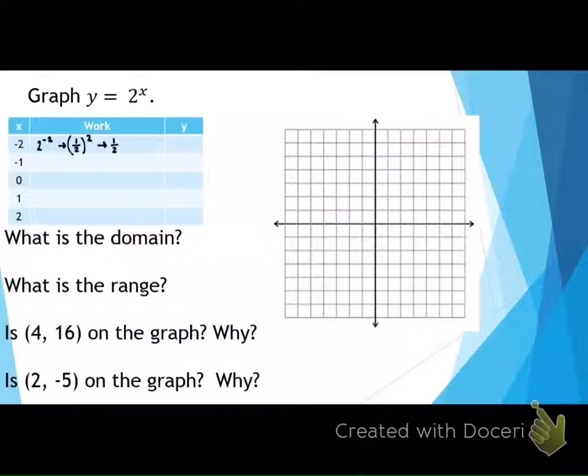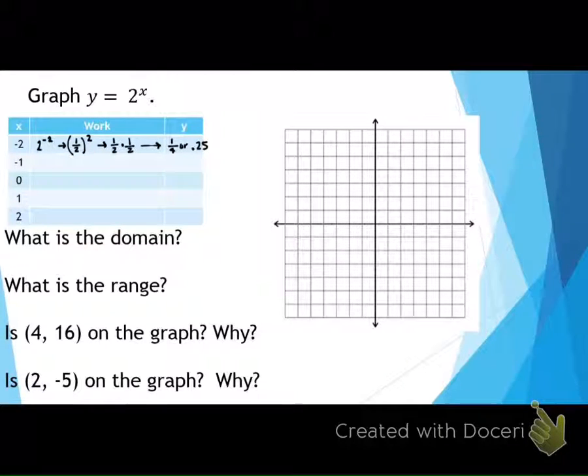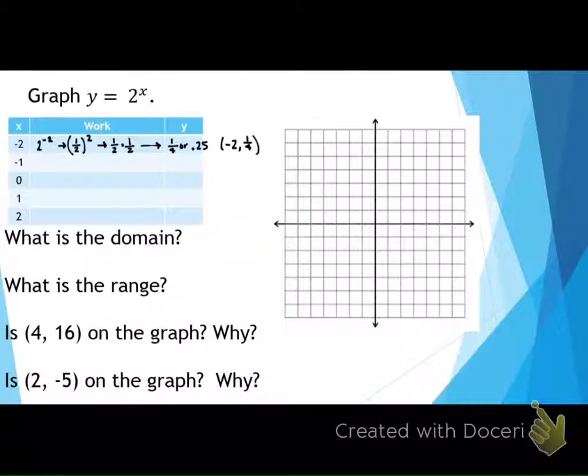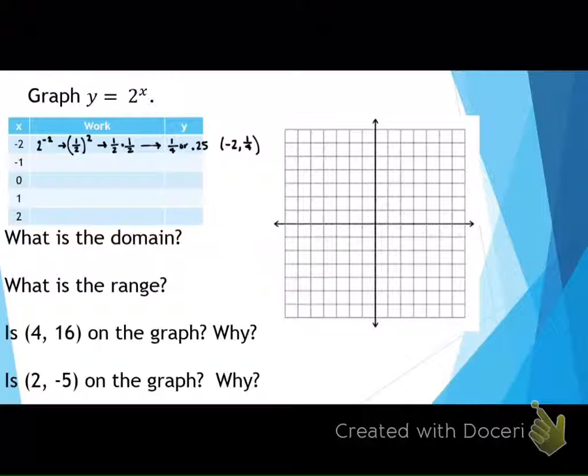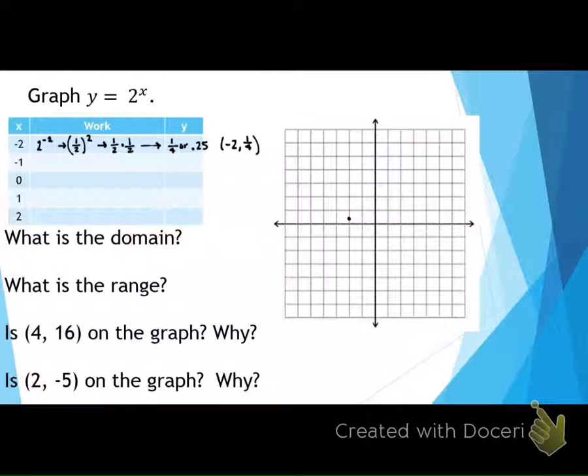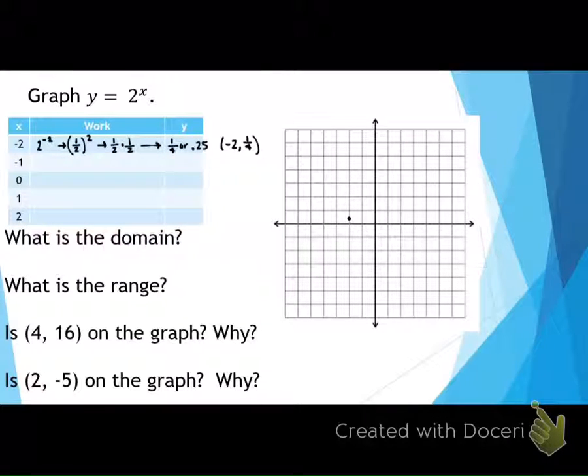So that means it's 1/2 times 1/2. So Jenny, what's 1/2 times 1/2? And I'm going to say 1/4 or 0.25 if it's easier for you guys to see things as a decimal, okay? I don't care which way you see it. So this is the ordered pair, -2, 1/4. So on your graph, you would plot the point -2, 1/4.